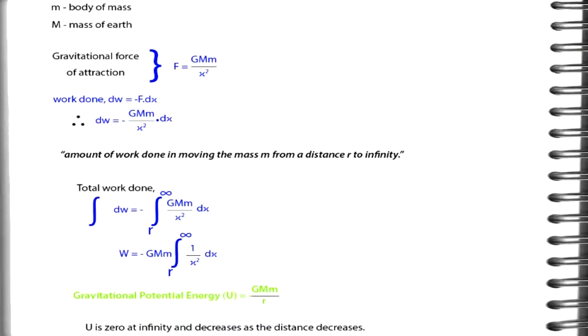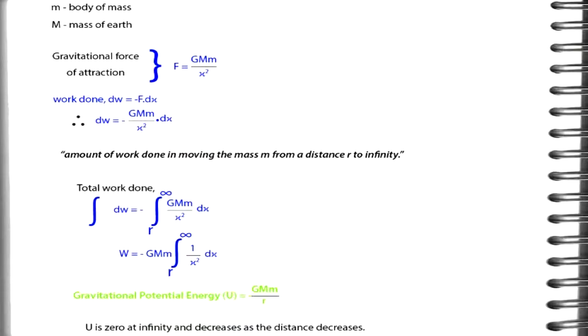The amount of work done in moving the mass m from a distance r to infinity. Total work done. Integral dW equal to minus integral r to infinity GMm by x square into dx. W equal to minus GMm integral r to infinity 1 by x square dx.